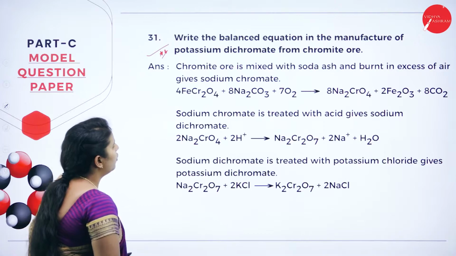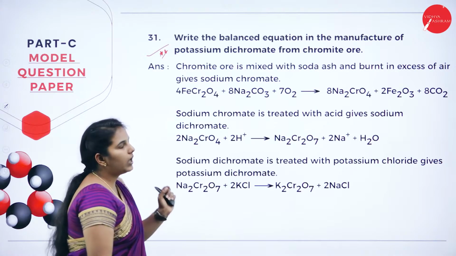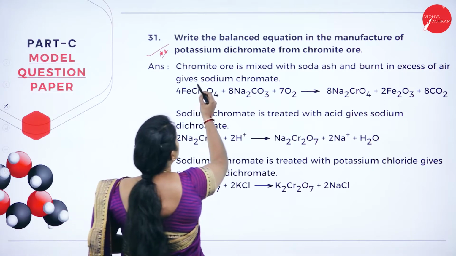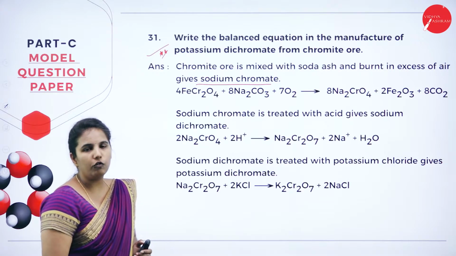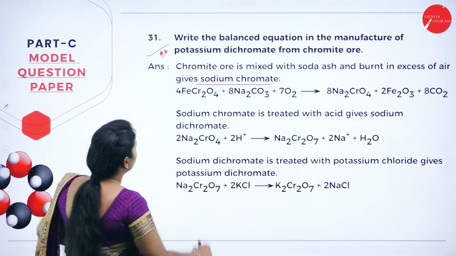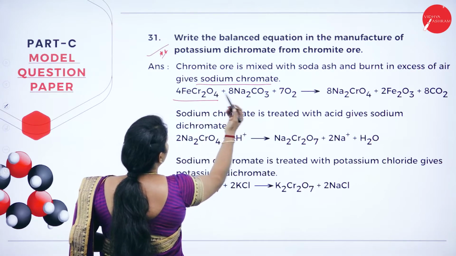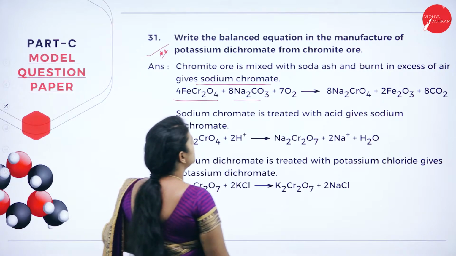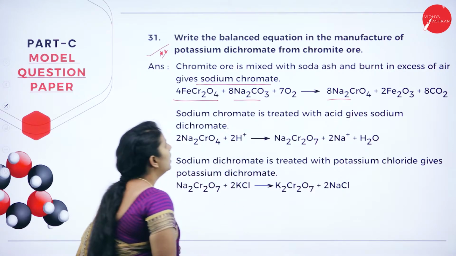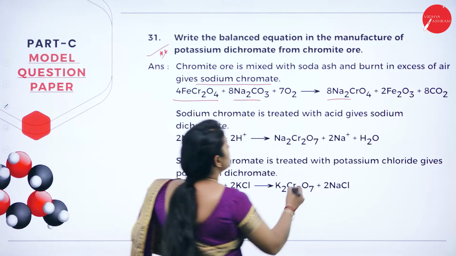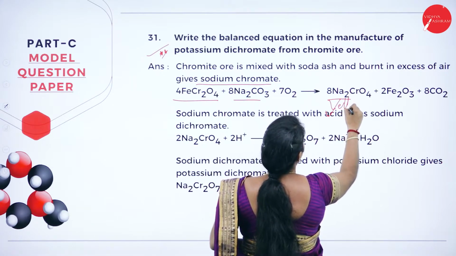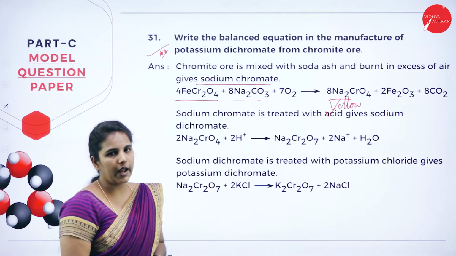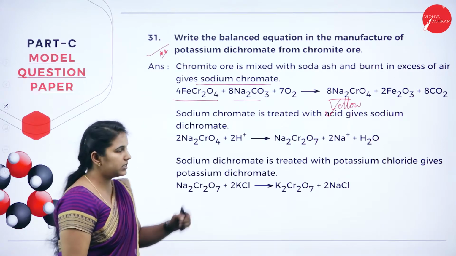The chromite ore is mixed with soda ash and later it will be burnt with air. Here we are taking the chromite ore, which is allowed to react with the soda ash, which is nothing but sodium carbonate. In the presence of oxygen, it forms sodium chromate, which is a yellow mass, with the formation of iron oxide along with the formation of carbon dioxide. This is the first step.